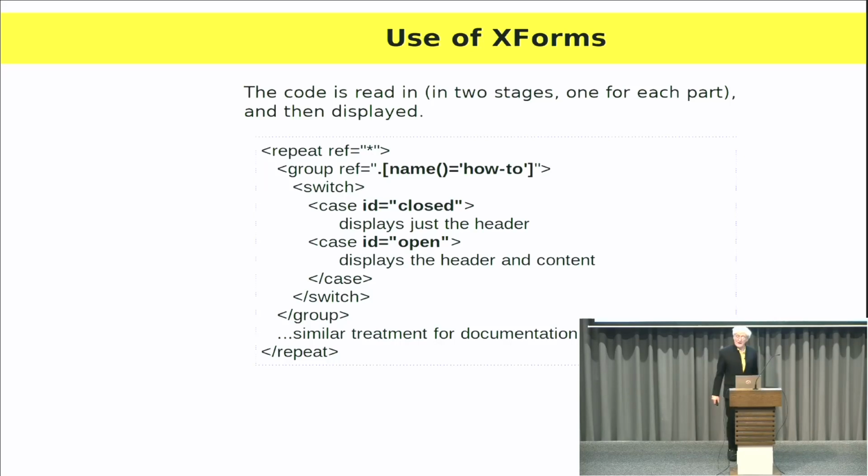And if you were at my tutorial yesterday, you will recognize some of these techniques here. So a repeat ref equals star, that is, I just take every top level element, and that's either going to be a how-to or documentation. So if it's how-to, which is what that group there selects at the top, then there are two cases, one for just displaying the header and one for opening it up, which you saw that technique yesterday, for displaying the header and the contents of that how-to. And then there's a similar group for the documentation.